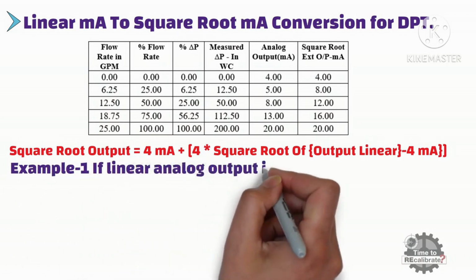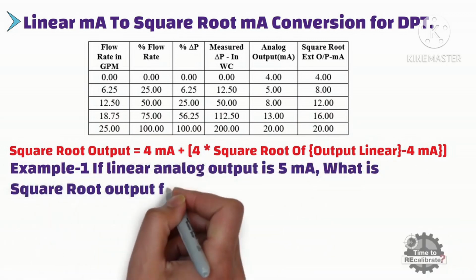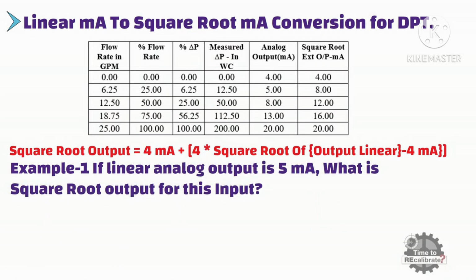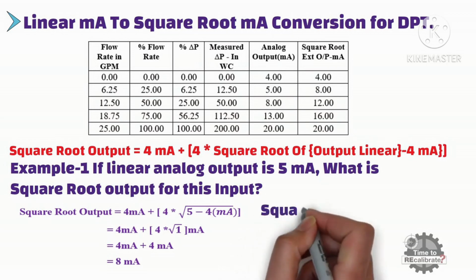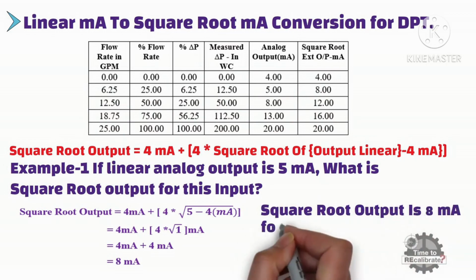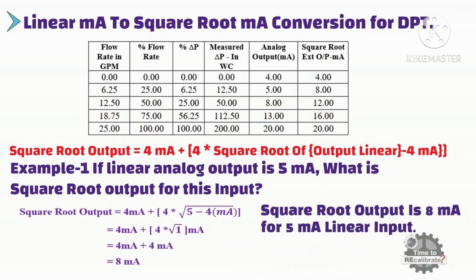For example, if linear analog output is 5 milliamperes, what is square root output for this input? Now we have the formula. So, put 5 milliampere in this formula. And after this, it is simple math calculation. As you can see from this example that, we have not changed any other value except linear milliampere value. This simple formula is enough to convert any linear milliampere value into square root milliampere value. So, in this example, square root output is 8 milliampere for 5 milliampere linear signal.